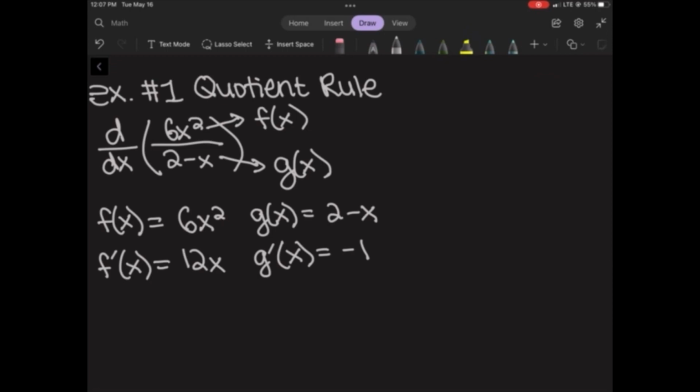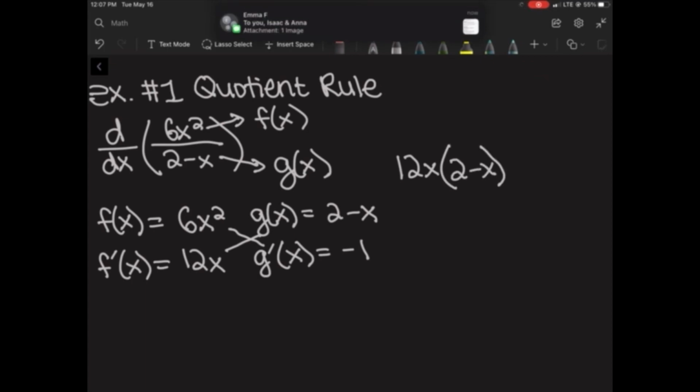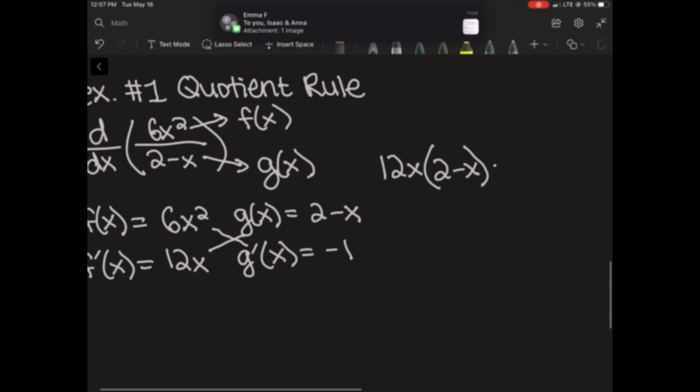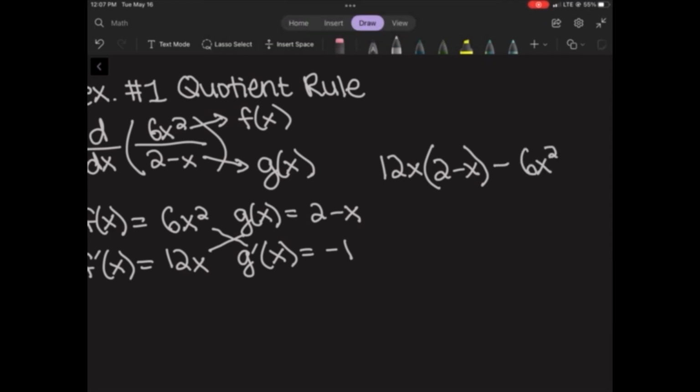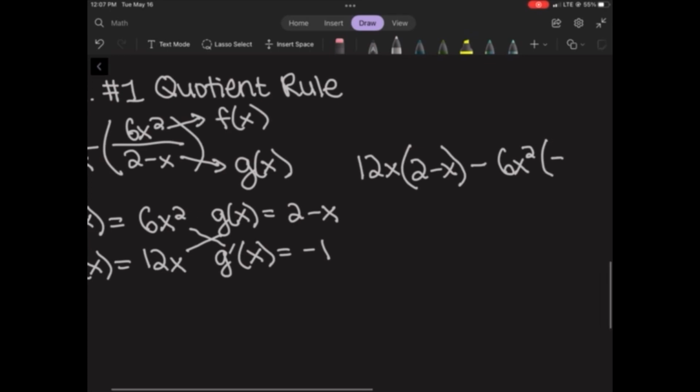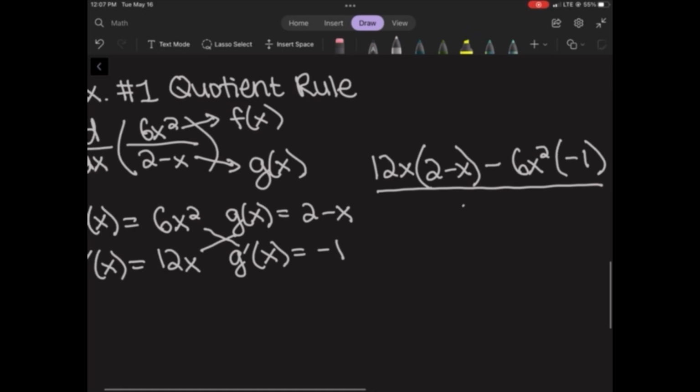And now we're going to use the quotient rule formula. So I'm going to multiply f prime of x and g of x, and then I'm going to subtract f of x times g prime of x. Or f prime of x times g of x minus f of x times g prime of x, and then all over g of x squared.